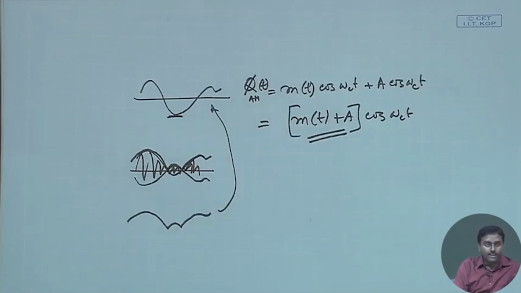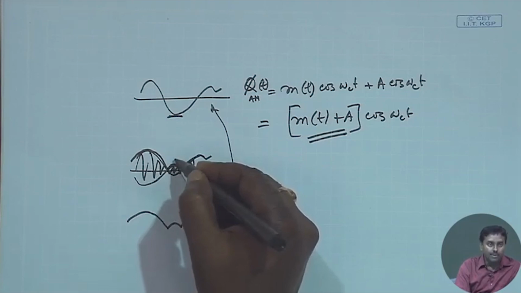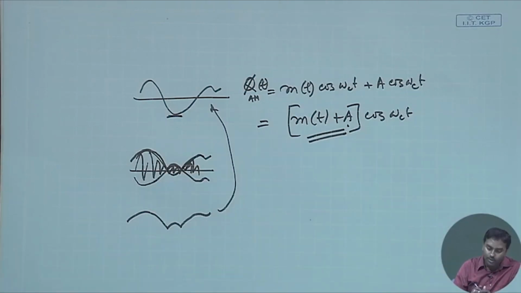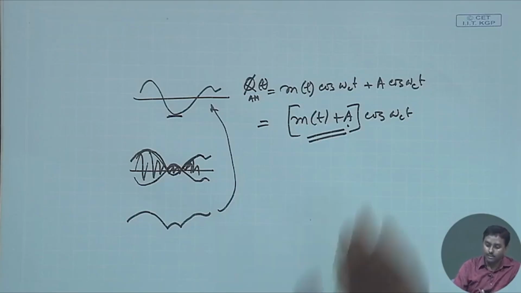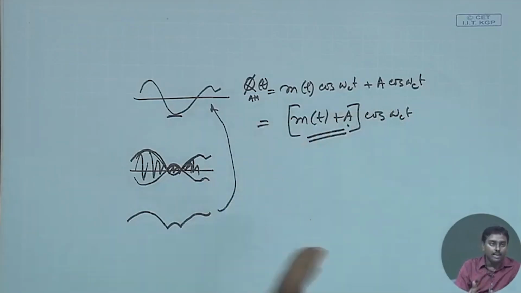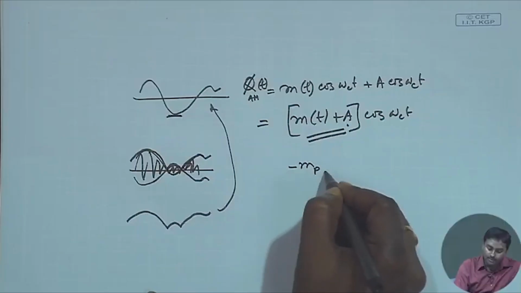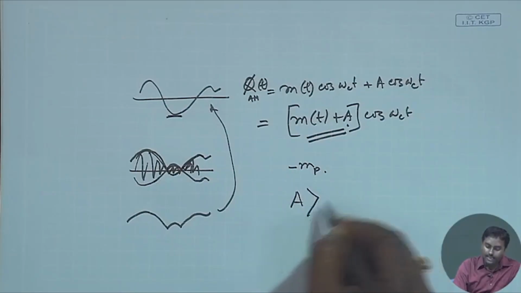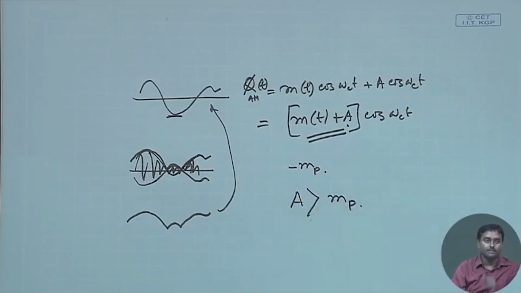So, whatever I need to do, I need to take this up. The carrier must be added in such a way that the amplitude of the carrier is always greater than even the lowest value of my message signal. Okay. So, let us say that the lowest value is minus m_p.